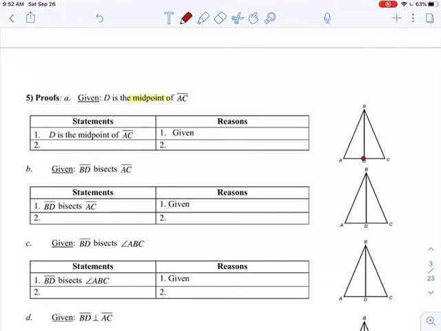If D is the midpoint of AC, what I do with a midpoint is I put a big fat dot on the midpoint, and I mark the two sides congruent to each other. So then I can write that as my statement: AD is congruent to DC. And what's the reason for that? A midpoint divides a segment into two congruent segments.